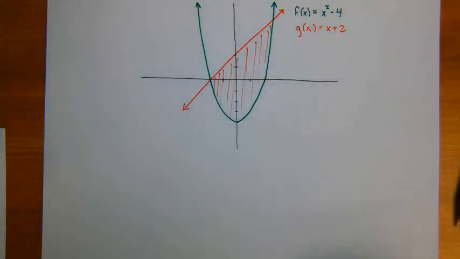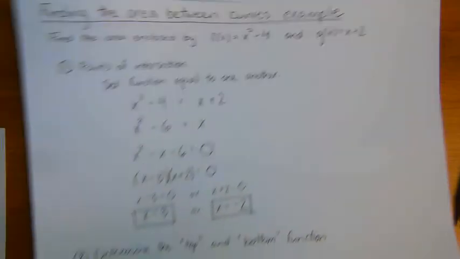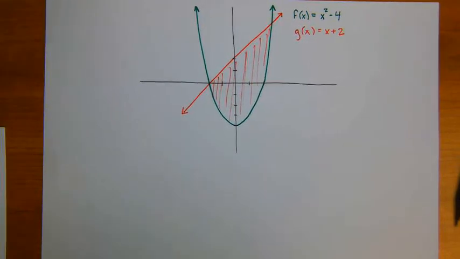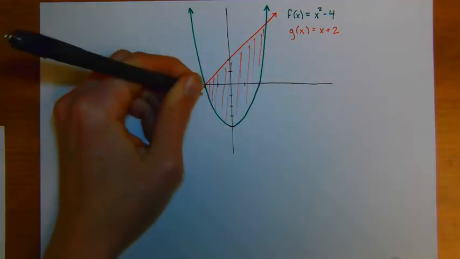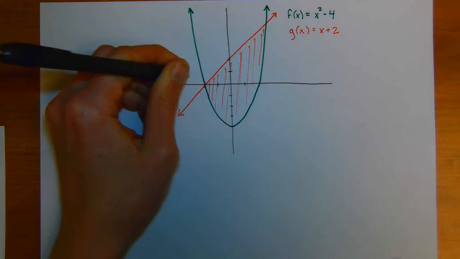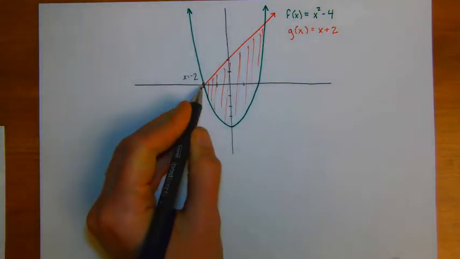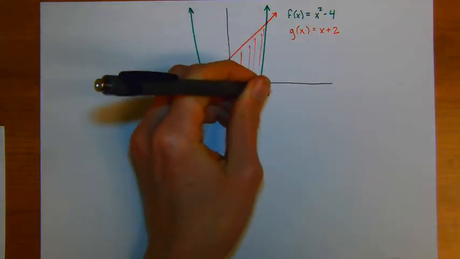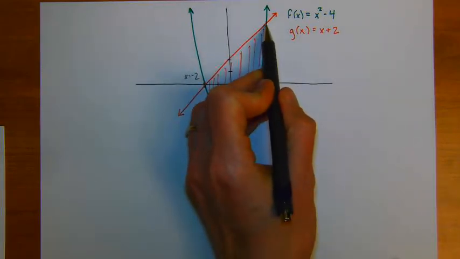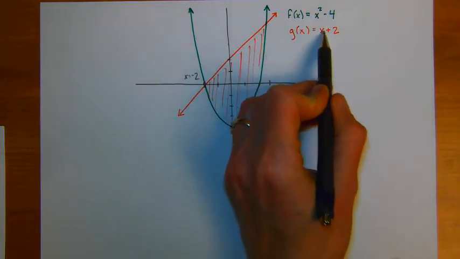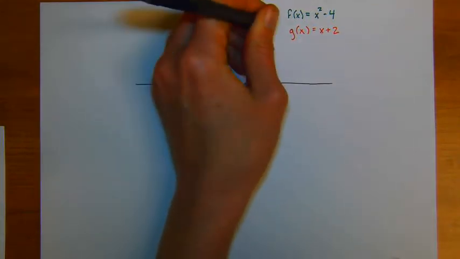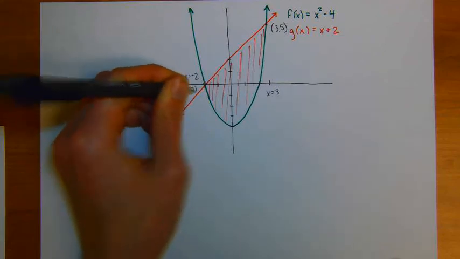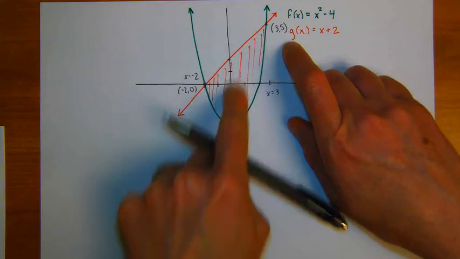From our work previously, we saw that our intersections are going to be at x equals 3 and x equals -2. So I can label this graph accurately to say that where x equals -2, that's one of the intersection places, and the other intersection place is going to be at x equals 3. And I don't need to know what the y-coordinate is, but I could plug in x equals 3 into either of these functions, and it'll give me the fact that the y-coordinate is going to be 5. And over here, the y-coordinate is going to be 0.